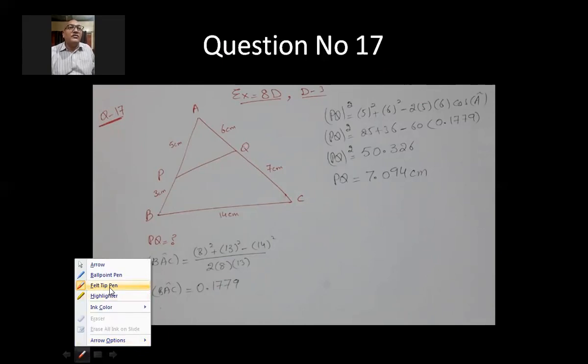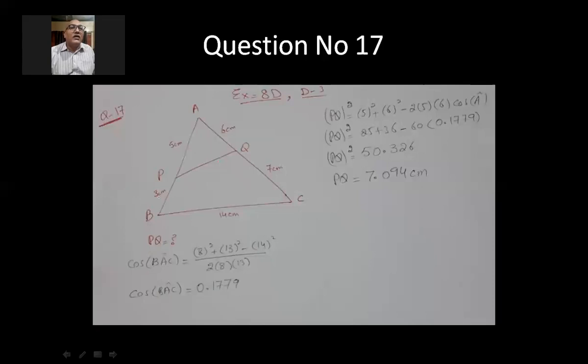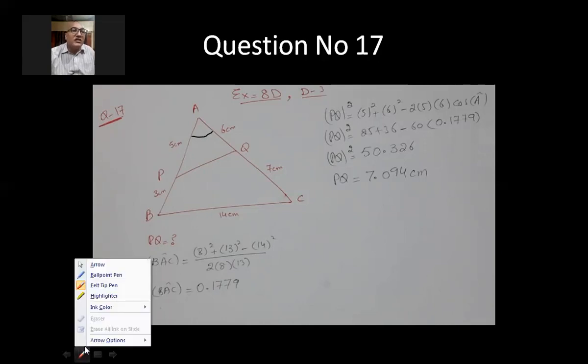So what we will do, we will first of all find the cos of this angle. Look at the big triangle. You can see that this side is 8. I know this side, that is 13. I know this side, that's 14. So I can find the cos of this angle.